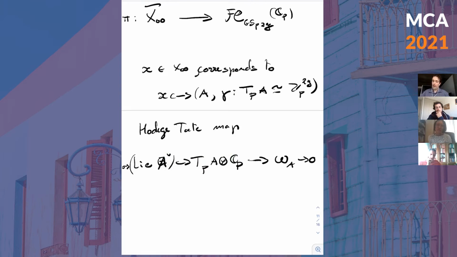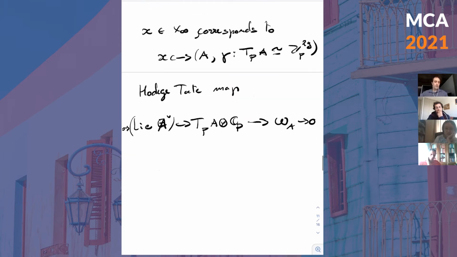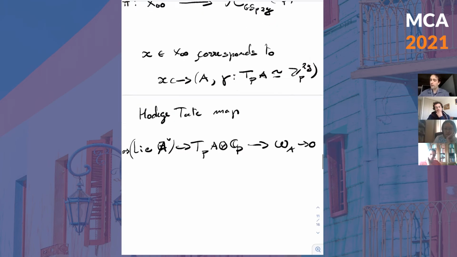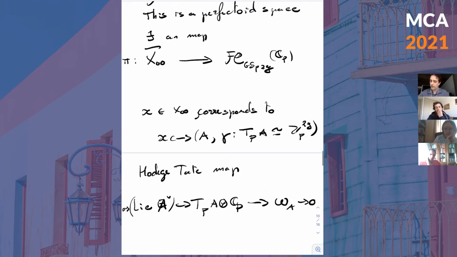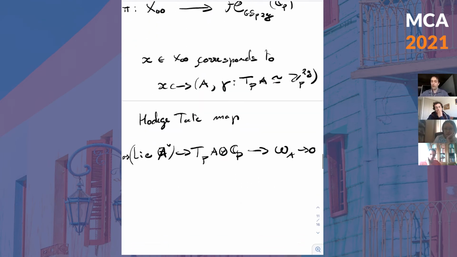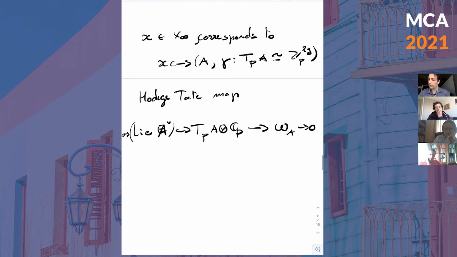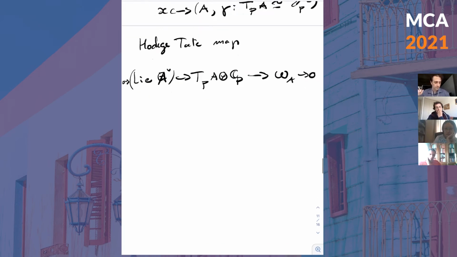This Lie algebra is g-dimensional, so it defines a Lagrangian subspace inside this C_p vector space, so it defines a point there. So the Hodge-Tate map sends the point x given by this gamma to the image of the Lagrangian subspace Lie of A inside this space. So it's a nice point there. So the first theorem, and this is due to people: Scholze constructed the first, and for the minimal compactification, Pilloni and Stroh extended this construction to the toroidal one and the Hodge-Tate map there.